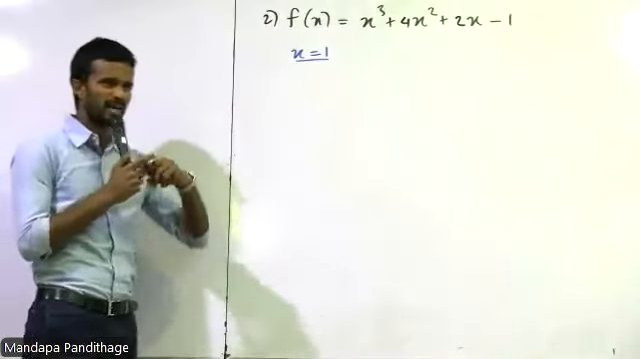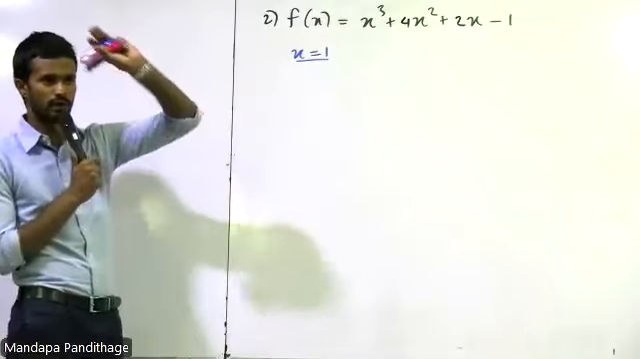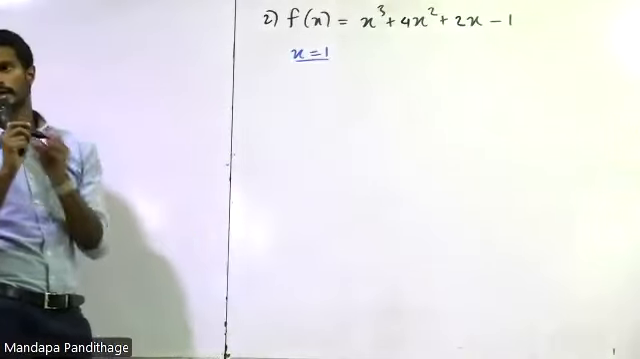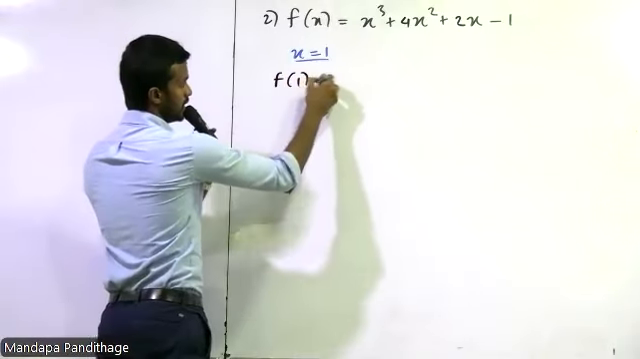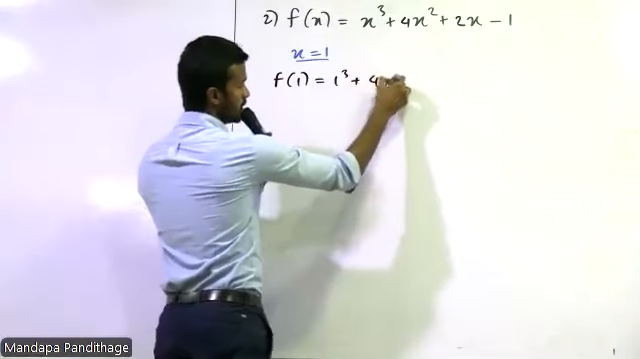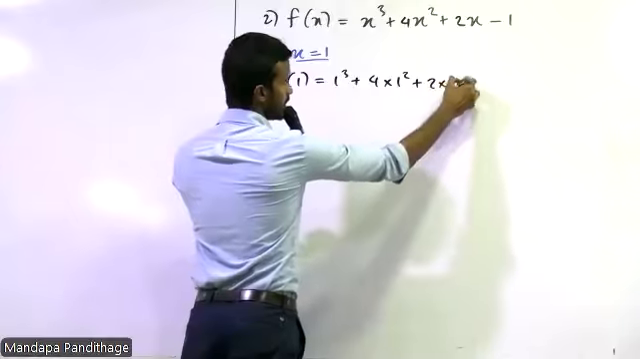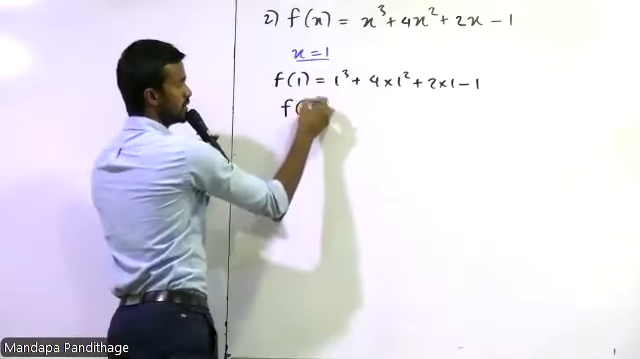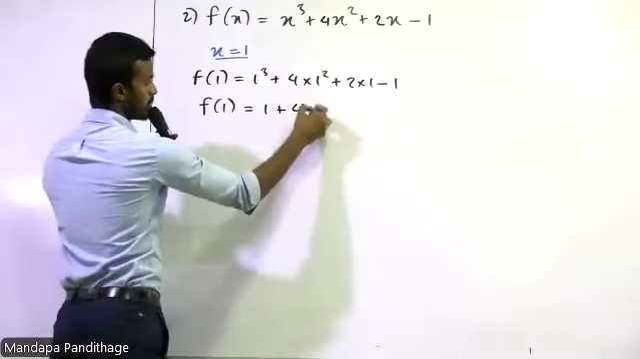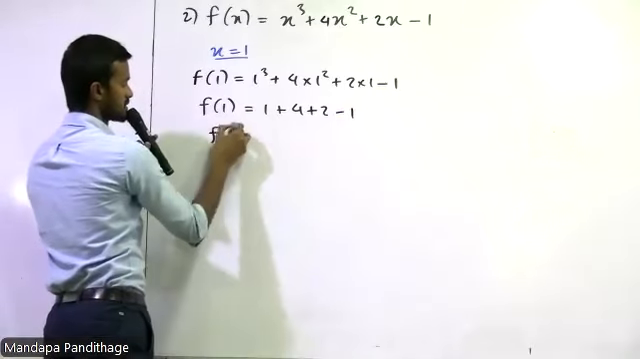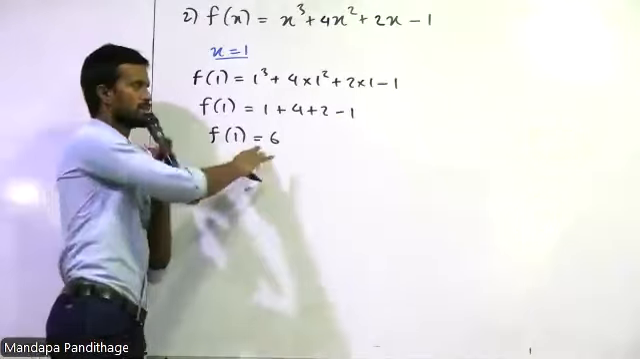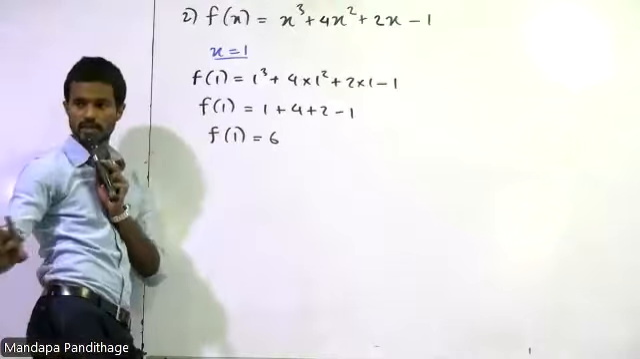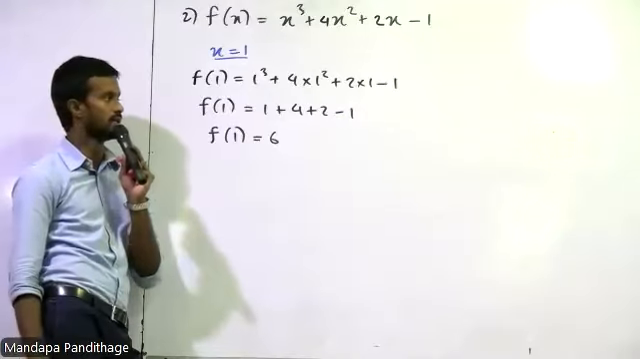Okay. If you can realize later that x equals 1 won't work, you don't need to put it. For now I'll write x equals 1. So when I put x equals 1, I get f(1) is equal to 1 cube plus 4 into 1 square plus 2 into 1 minus 1, which gives you 1 plus 4 plus 2 minus 1, which is 6. Same story. 6 out of I don't know. I don't consider these values. I only want 0.